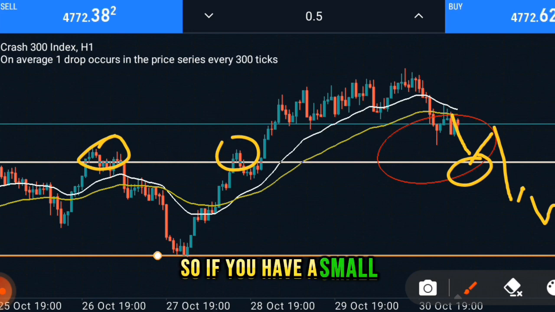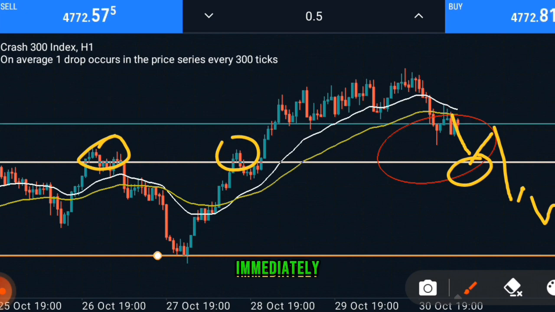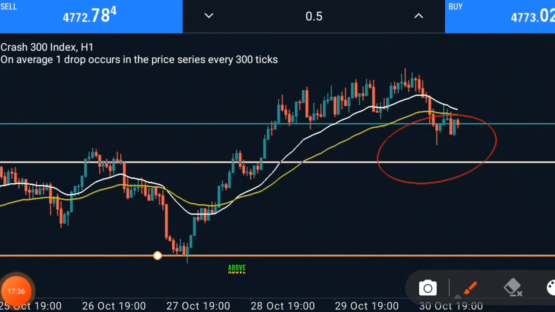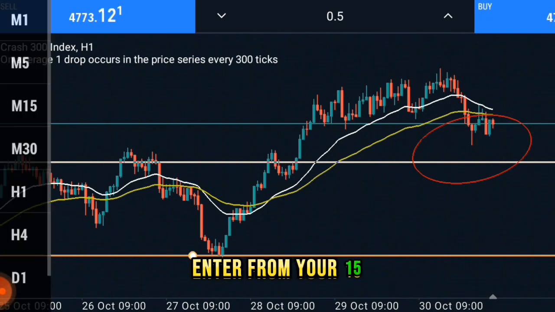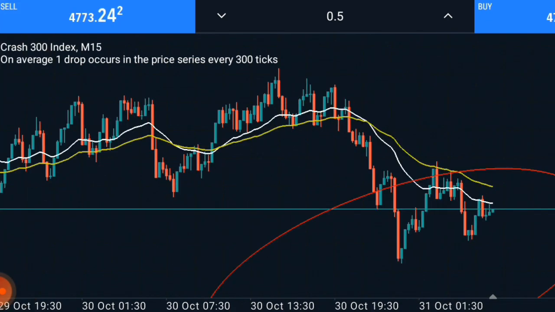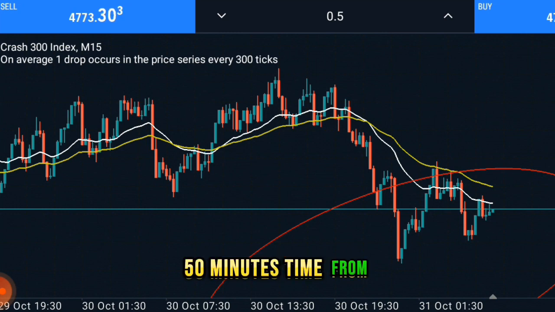So if you have a small capital that cannot carry you, what do you do? Immediately this thing crosses above this line and you see the move, the candle that is moving in this direction, you have the opportunity to enter from your 15 minutes time frame. 15 minutes time frame, what does that mean?